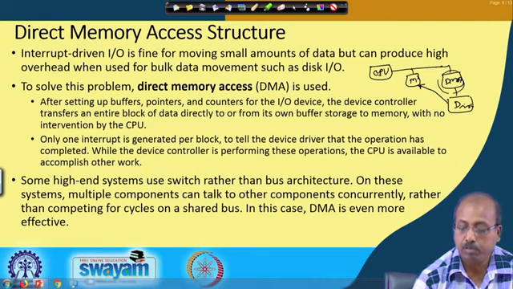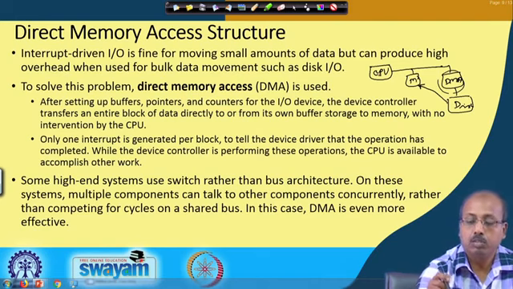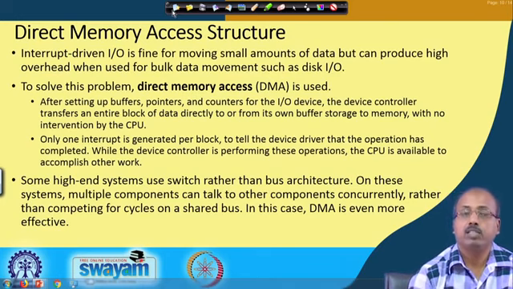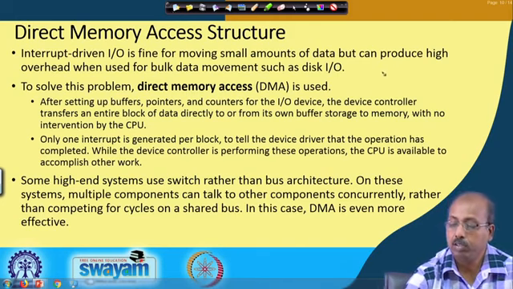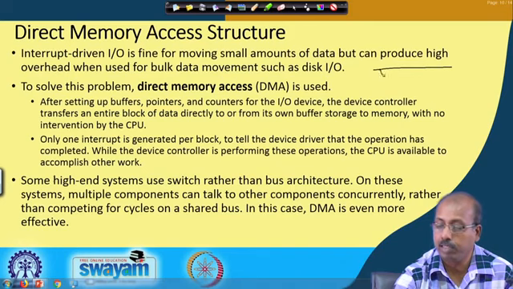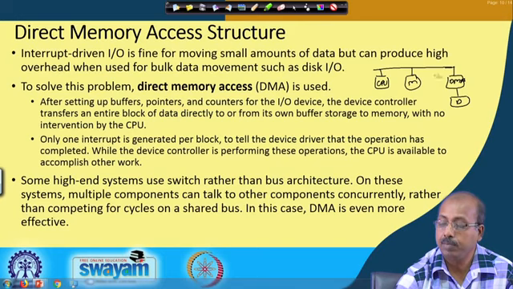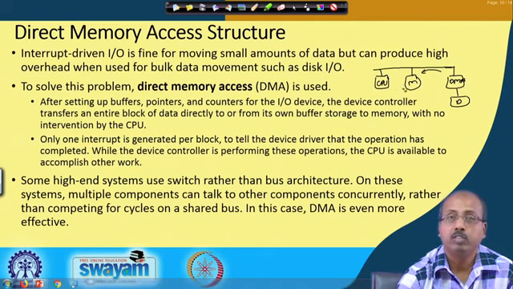Some high end systems use a switch rather than a bus architecture. The type of architecture that we have used here is a bus. The problem with the bus is that, if this is a bus to which the CPU is connected, the memory is connected, and my DMA controller is also connected, and the devices are connected through the DMA controller. Now, when this DMA controller is transferring data from disk to memory, it is also using this bus, and during that time if the CPU is executing some program and needs to access the content of the memory, it becomes difficult.